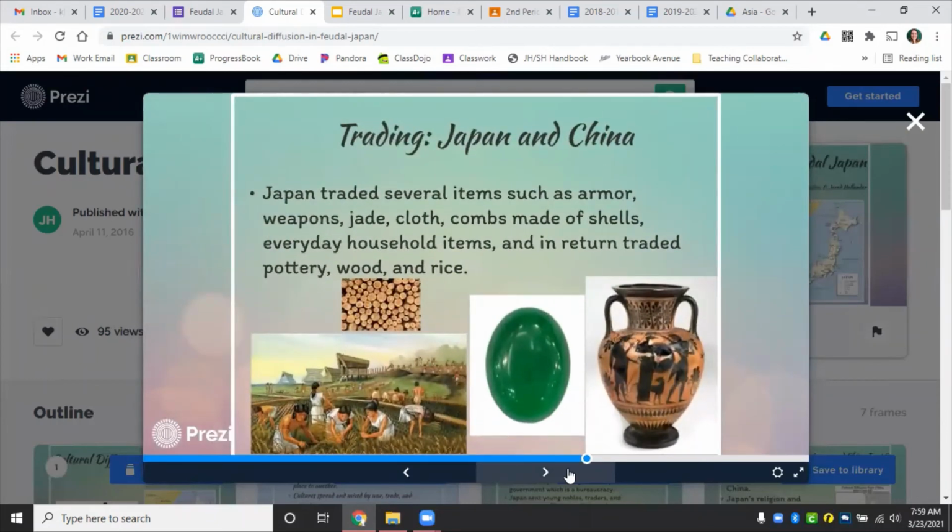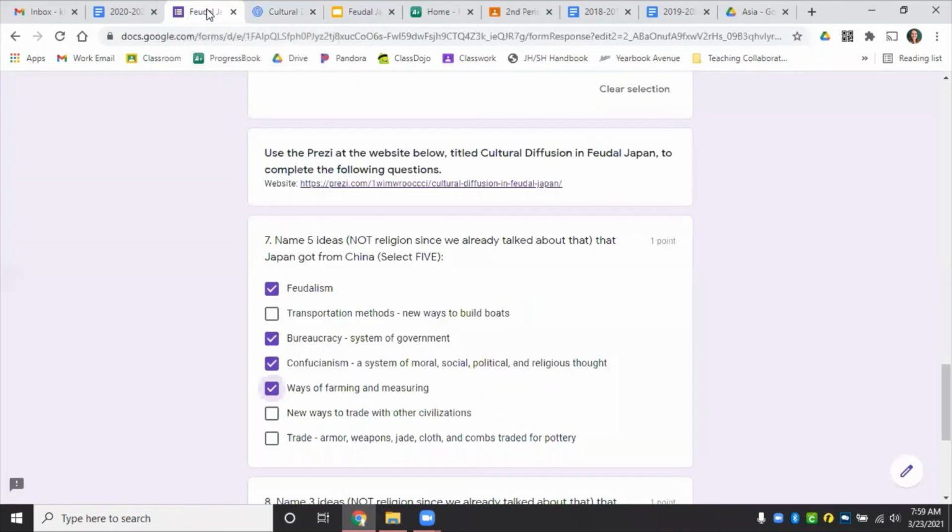So trading between Japan and China. Japan traded several items such as armor, weapons, jade, cloth, combs made of shells, everyday household items. And in return, they traded pottery, wood, and rice. So let's take a look at the last one there, trade. They traded armor, weapons, jade, cloth, and combs for pottery. All right, so those are the 5 things that Japan got from China.